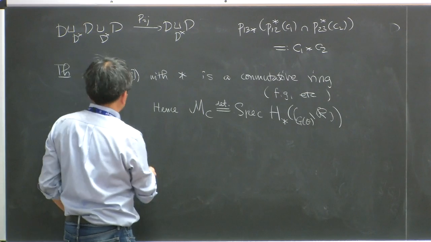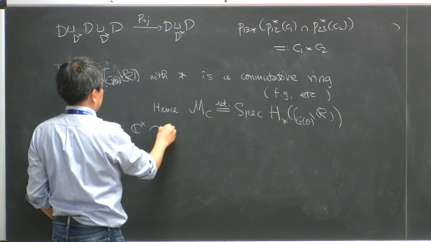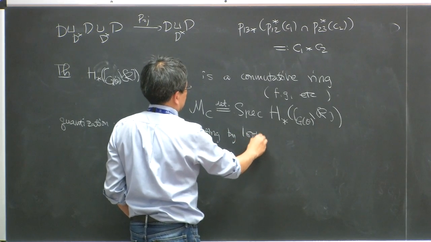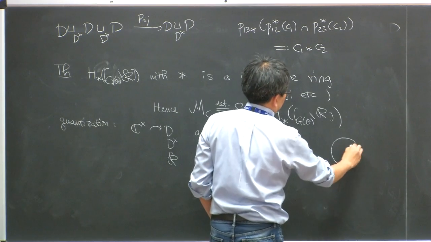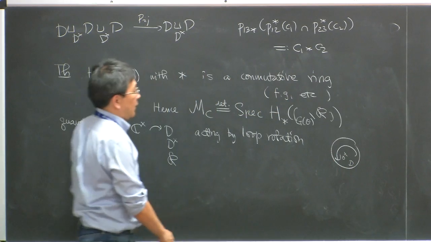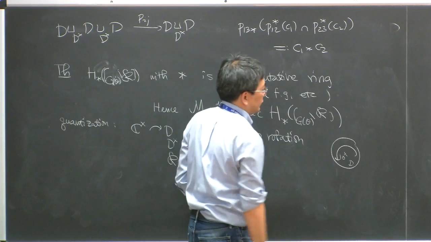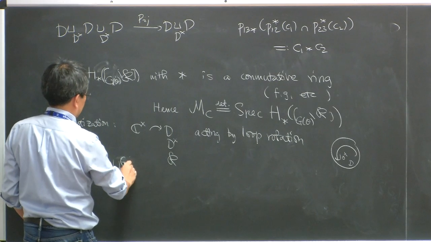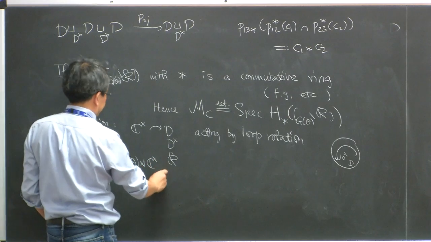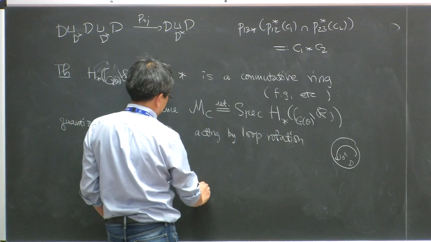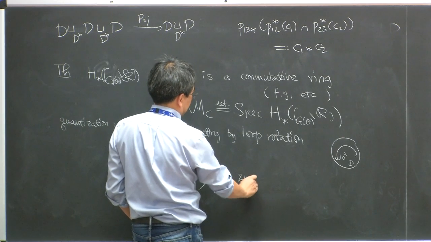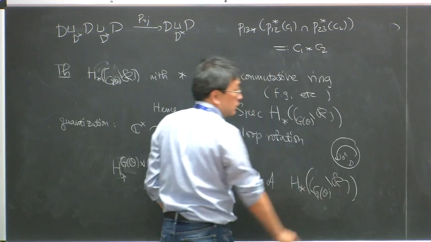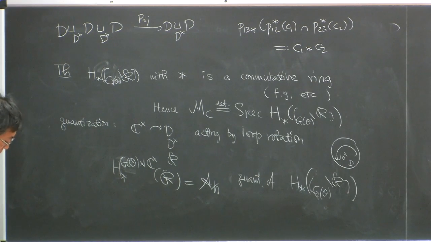This is automatic. You consider a system acting on the disk D, and also R acting by loop rotation. So you have the disk and origin, and you consider loop rotation. It acts on all the spaces which we consider. So you consider the S1 equivariant, maybe G(O). So this is A over h bar, and this is a quantization. So this is basically our definition.